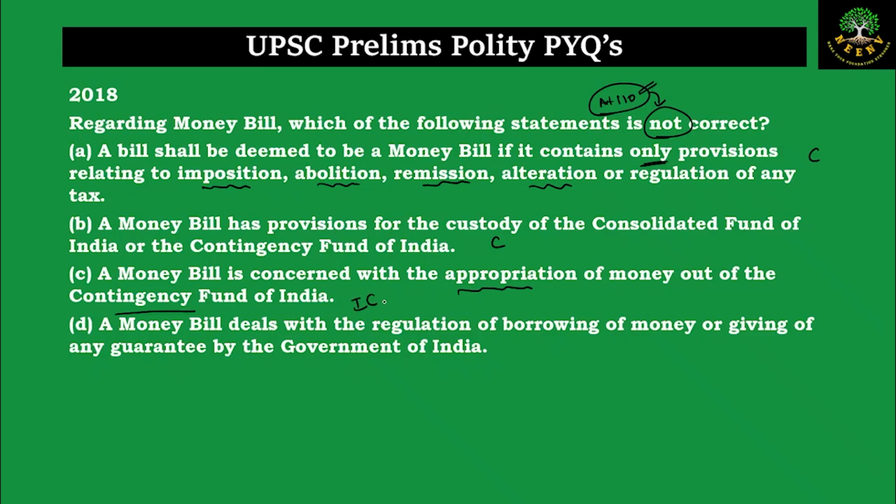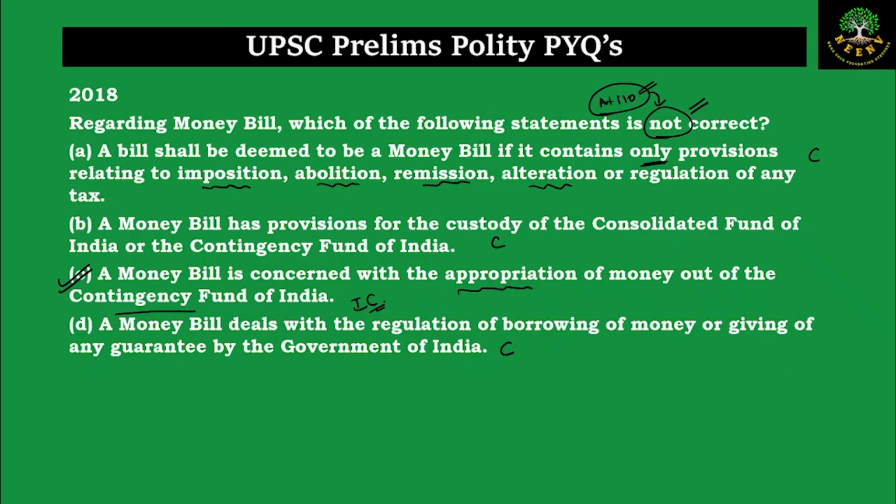This is incorrect. Statement D: A money bill deals with the regulation of borrowing of money or giving of any guarantee by the government. Yes, it deals with the borrowing of money by the government or the government signing a guarantee on behalf of a particular state or itself. So this is also correct. Now the question is asking about the not correct statement. So the answer will be C.